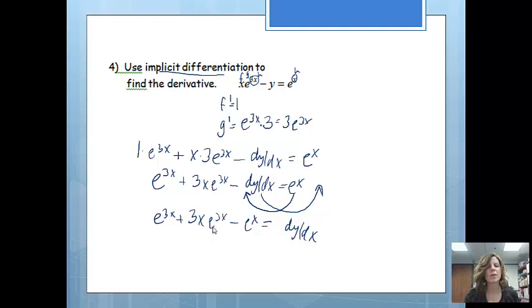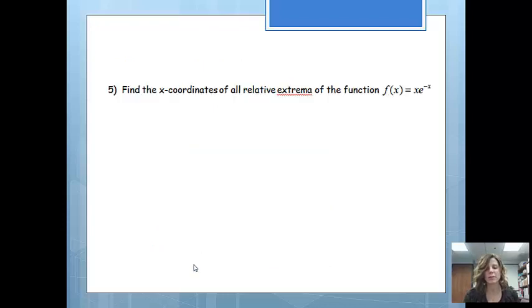I do notice that they all have an e to the x, so I'm actually going to go one more step. My dy dx will equal, I'm going to factor out an e to the x. And if I factor out an e to the x, when I factor it out of e to the 3x, I'm going to have e to the 2x. Please remember, when I do that, if I add those exponents, x plus 2x, I get 3x. So that's why it's just 2x. And then plus 3x e to the 2x once again, and then minus 1, because e to the x divided by e to the x is just 1. So that would be my derivative.